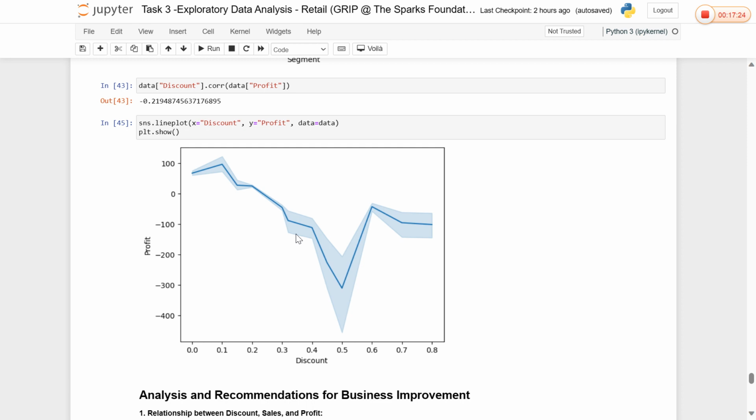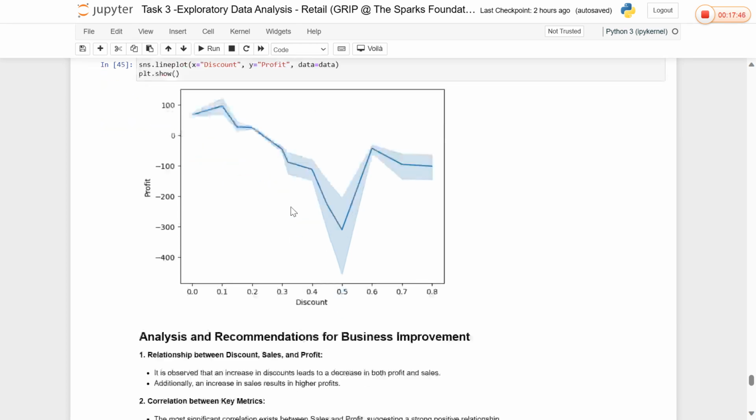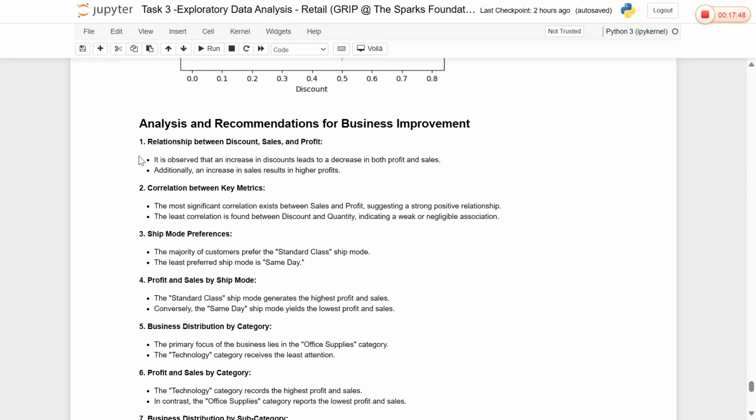At last, our recommendations for improving the business include reducing excessive discount, focusing more on the standard class shipping, and investing more in the technology category. We should also target the high performance cities, like the state California, and the consumer segment for growth. Now this is the final analysis.